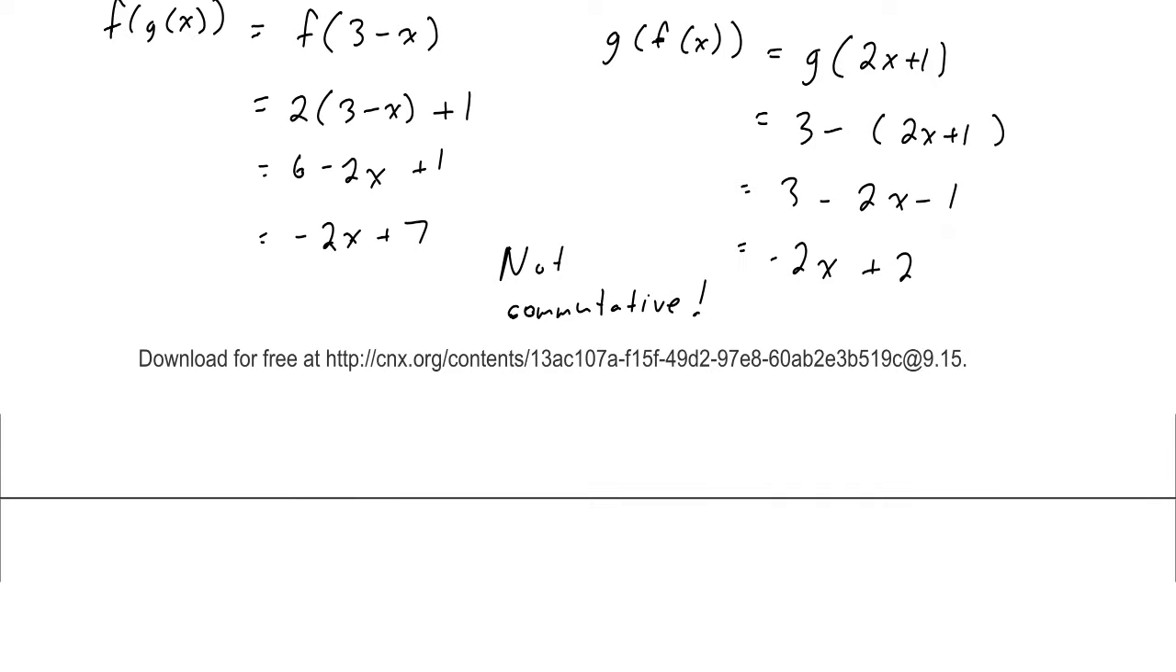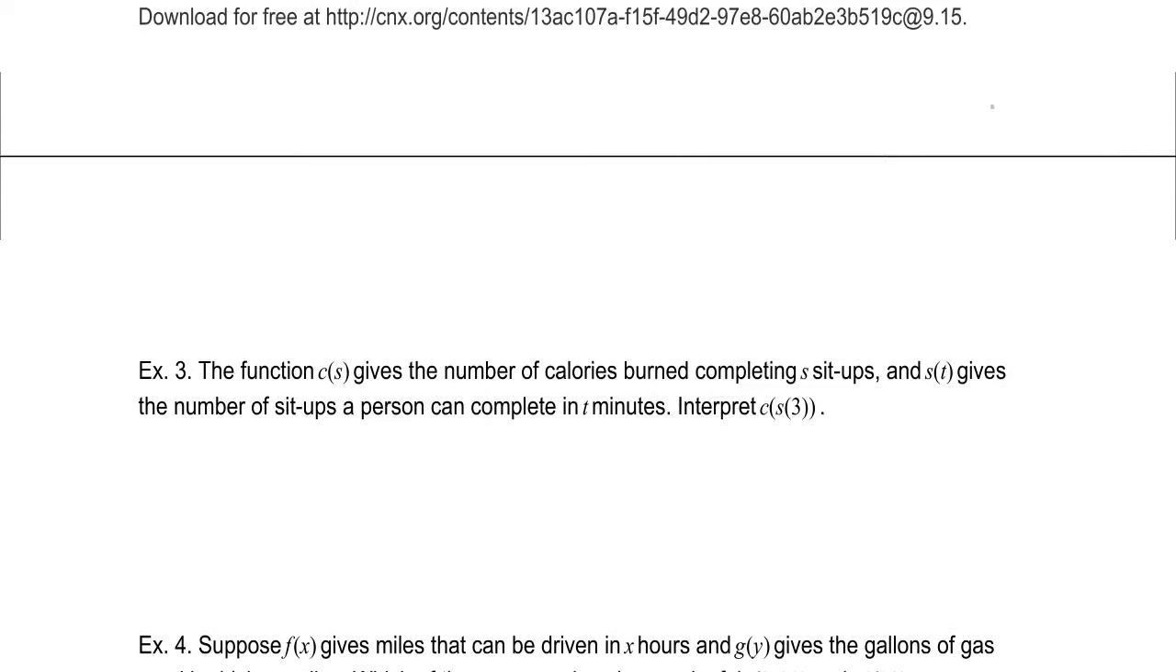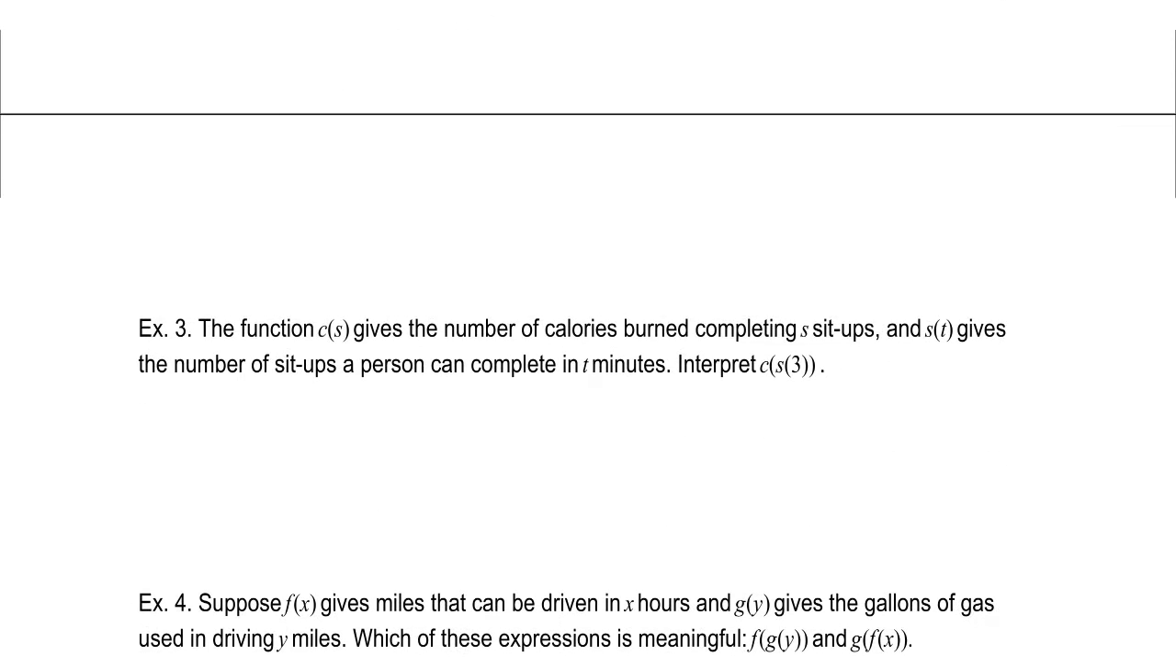Let's look at example 3. The function c of s gives the number of calories burned completing s sit-ups, and s of t gives the number of sit-ups a person can complete in t minutes. Now, we're going to assume that c composed with s works, that it makes perfect sense, and we want to interpret c of s of 3.